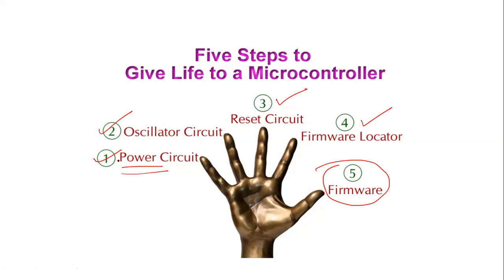So the first 4 requirements, 1, 2, 3, and 4, are electrical requirements. And the last one is the logical requirement. Logical means which will essentially add intelligence to the microcontroller. So we'll quickly revise them one by one.